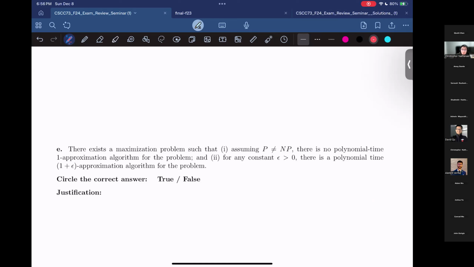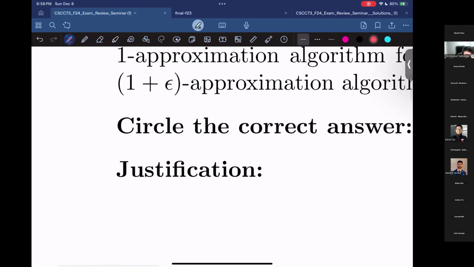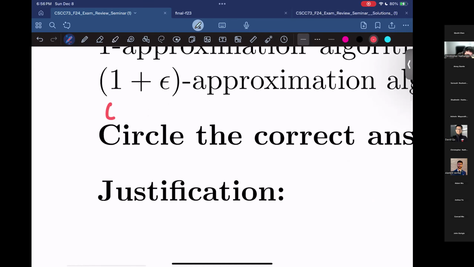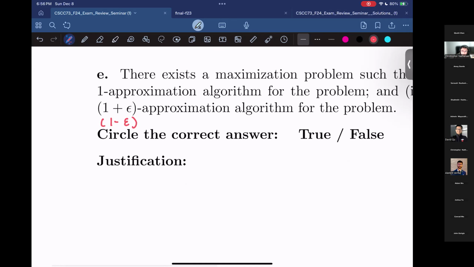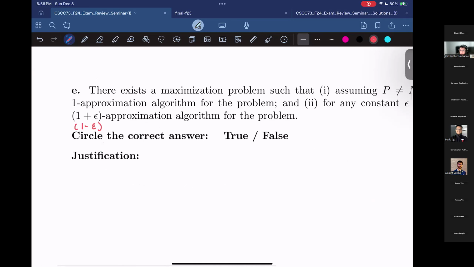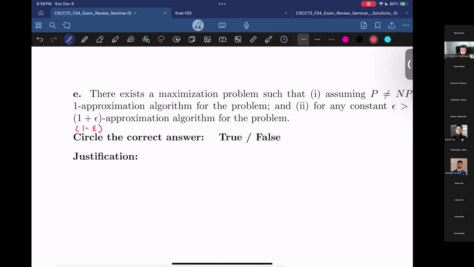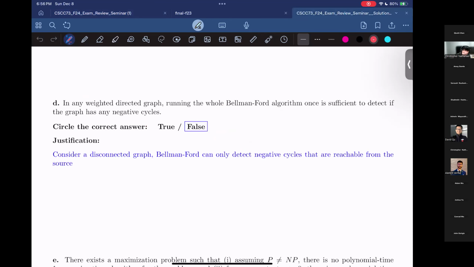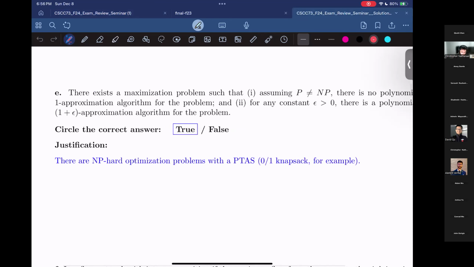Yep, 1 approx algo is the optimal solution. That's correct. I think Vassos might have used 1 plus or 1 minus. They're both the same thing. Yep, John, that's correct. This is exactly the 0 knapsack. True. There are NP-hard optimization problems with a polytime approximate solver, like the 0 knapsack, for example. You can give any example in here.